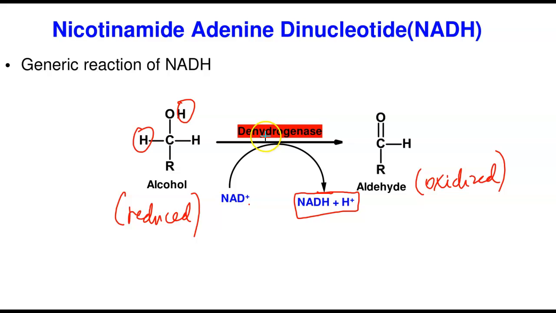Enzymes that do this are usually called dehydrogenases because they remove or add hydrogens. That's what we call a dehydrogenase. In this case, this is an alcohol, so we can name this enzyme alcohol dehydrogenase. That's exactly what we're going to name this.